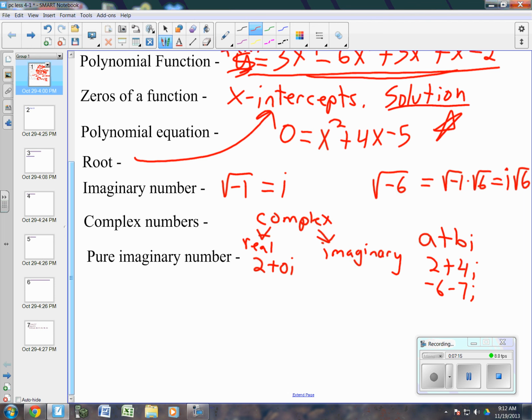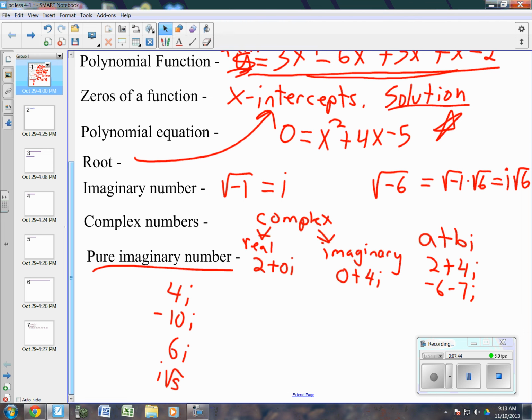And imaginary numbers can be written as 0 plus 4i. So if I just wanted the pure imaginary number 4i, I could have written it as 0 plus 4i in the complex number system. Okay? So pure imaginary numbers would be like 4i, negative 10i, 6i, and so forth. i times the square root of 5. Those are pure imaginary numbers. Okay? All right. Any questions on any of that stuff?